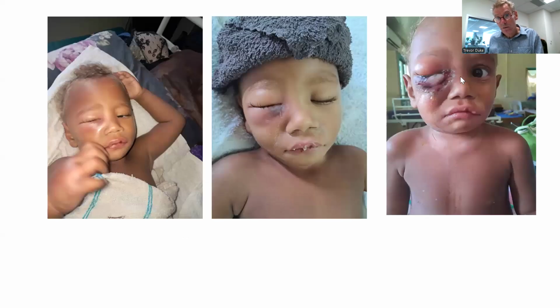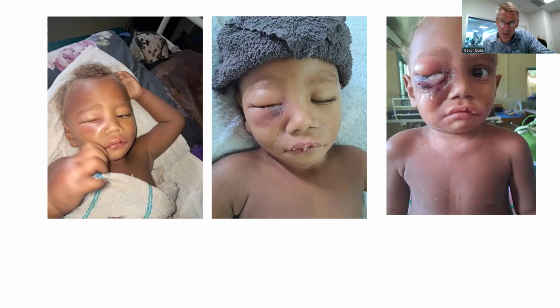And I must say I wanted to talk about this today because we had a recent case, a very sad case, and sadly this patient didn't make it. These are 3 pictures of the child over about a week of treatment. And you can see that the swelling and the evidence of orbital cellulitis is getting worse each day. We need to try to pick these patients up as early as possible.